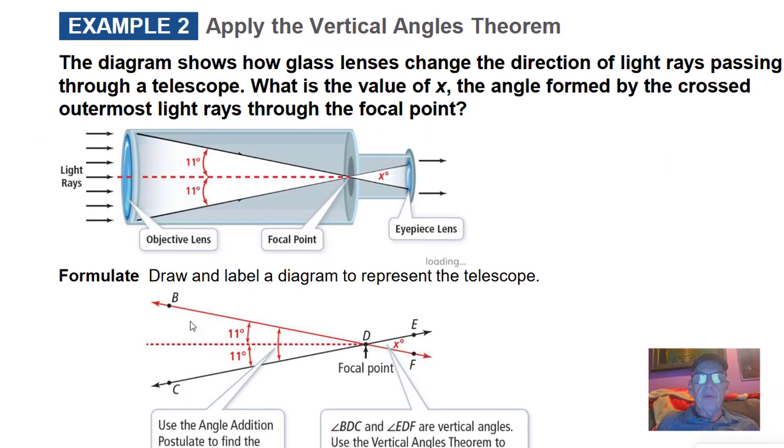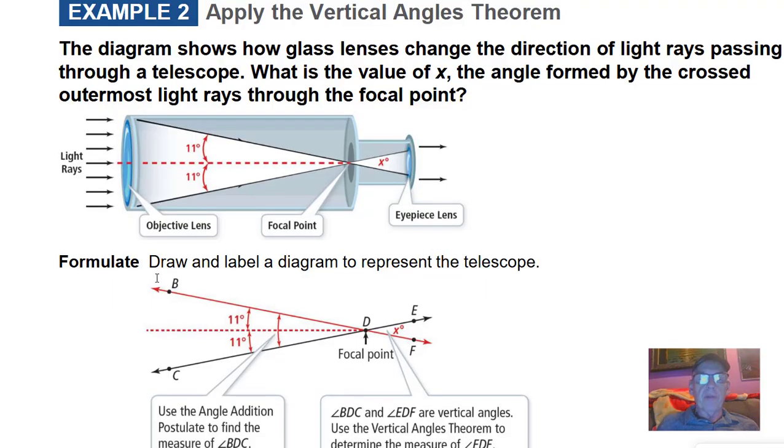Let's look at example 2. We want to apply the vertical angles theorem. This diagram shows how glass lenses change the direction of light rays passing through a telescope. So the light rays are coming in. This is actually what we call a refractor telescope.